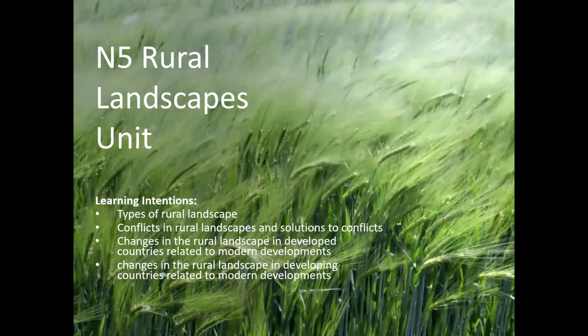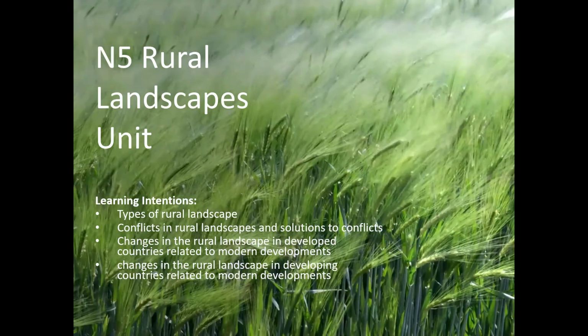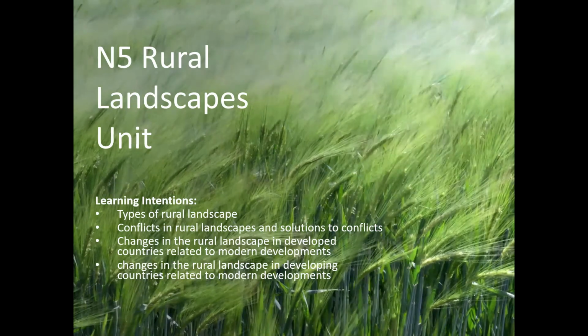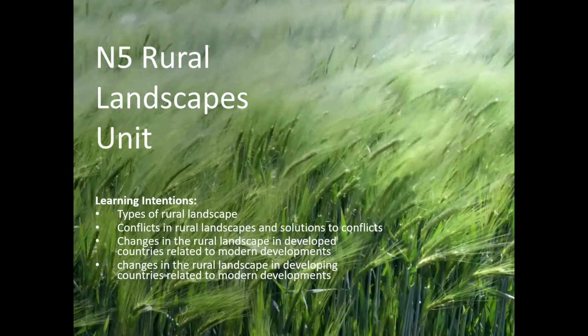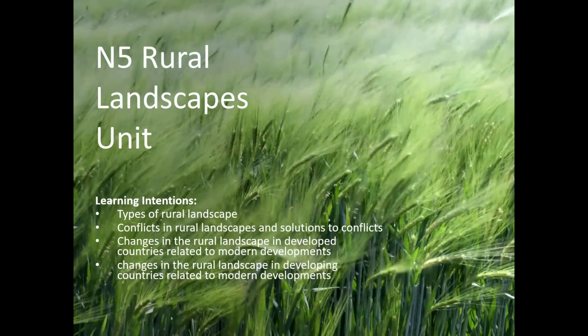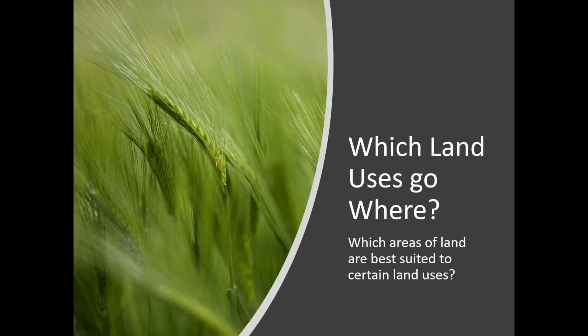So let's get started. First of all, what is a rural landscape? We're talking about farming landscapes and countryside landscapes here. So, lesson 1. Which land uses go where is a simplified way of expressing this. What we're being asked here by the SQA is, which areas of land are best suited to certain land uses?